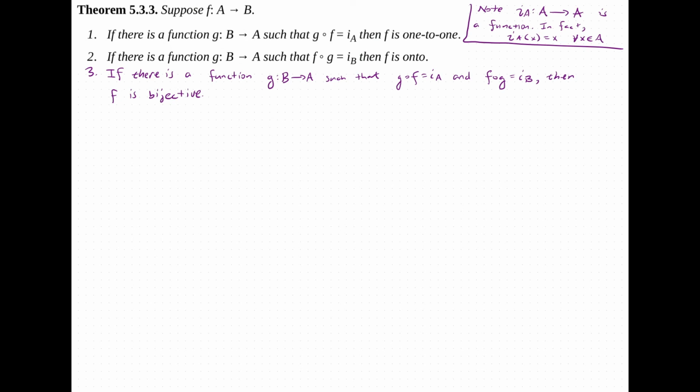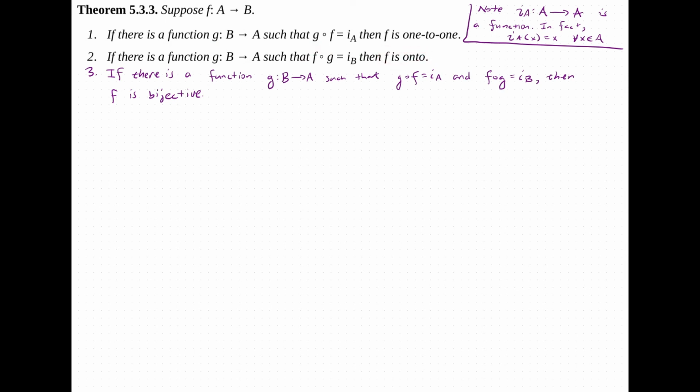And so now let's look at the second statement. The second statement tells us that if g is a function from B to A, with the property that f compose g is equal to the identity function on the set B, then f is onto.